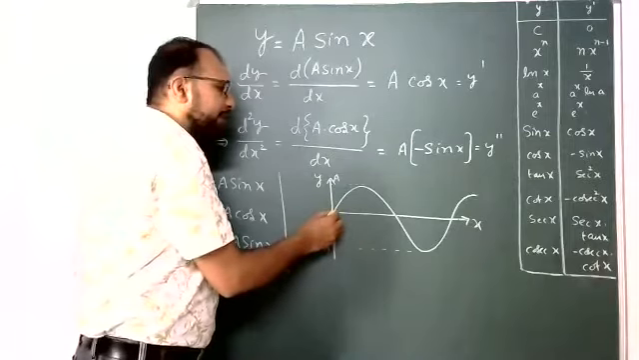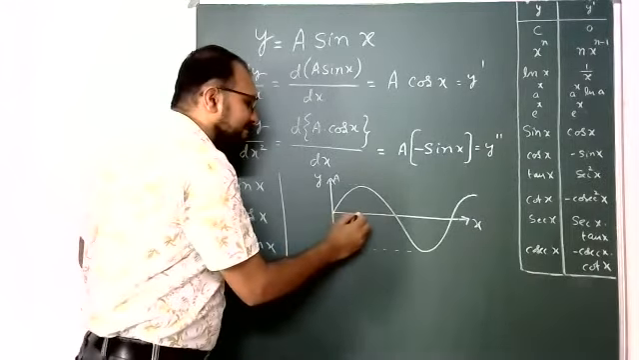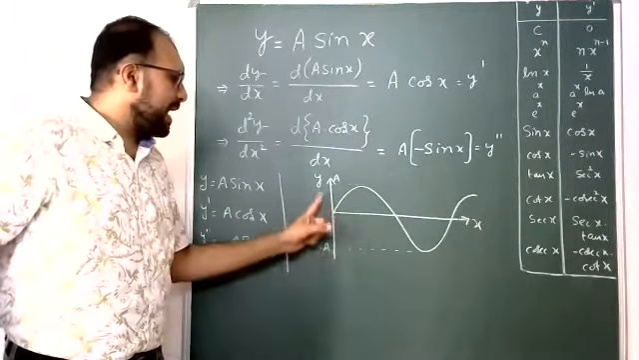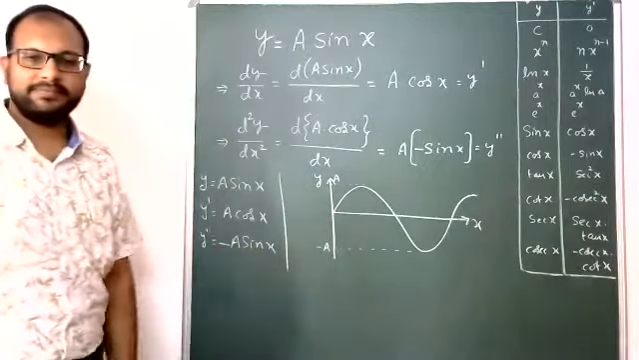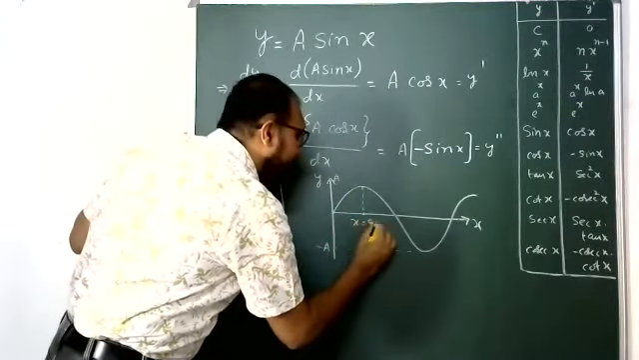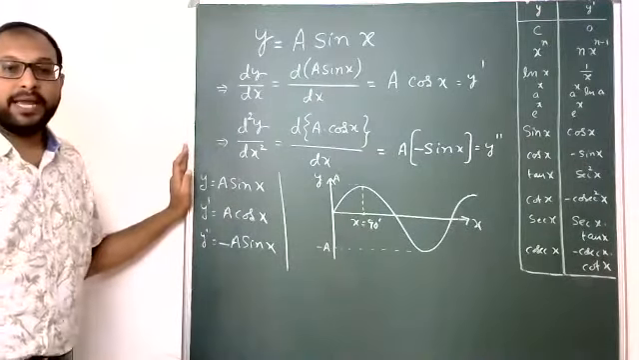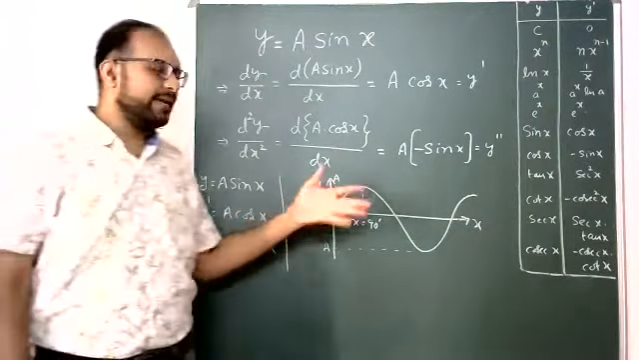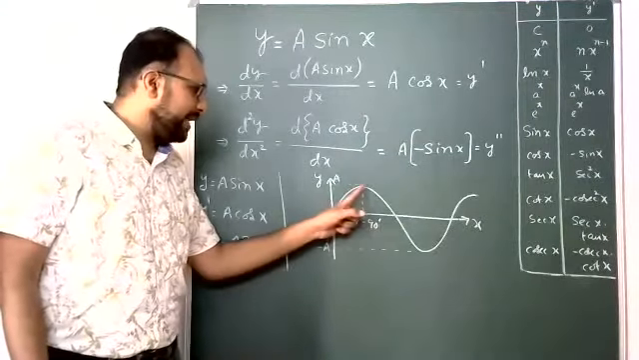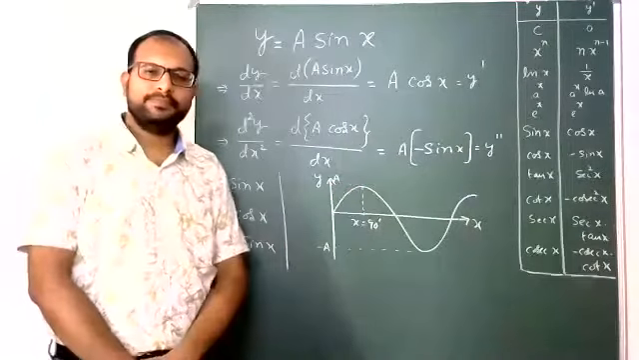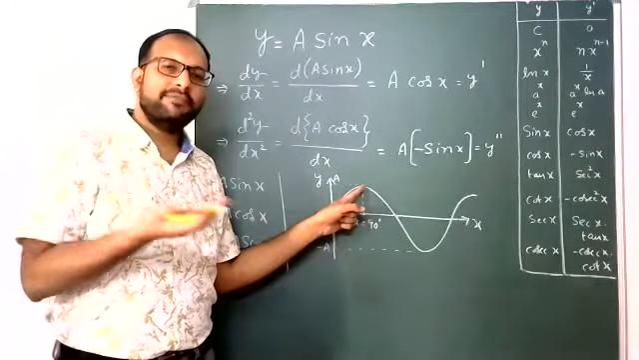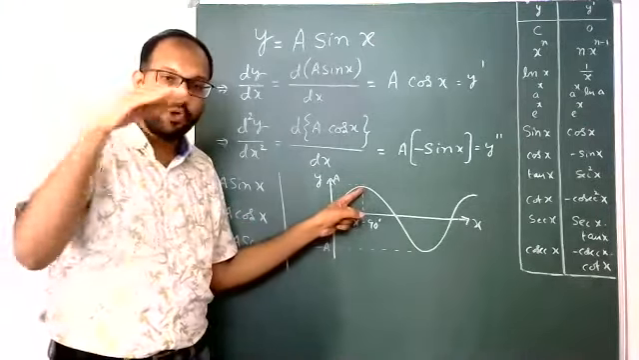Students, here x equal to 0. As x is increasing, y is also increasing. But at this location where x equal to 90 degrees or pi by 2 radian, y becomes maximum, that is plus a. At x equal to 90, y is maximum. But at the same time, students, what is the slope of our sin x graph at this location? The slope is 0.